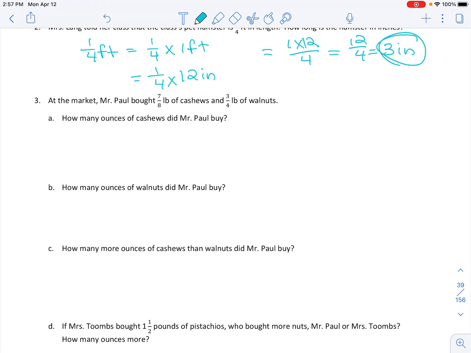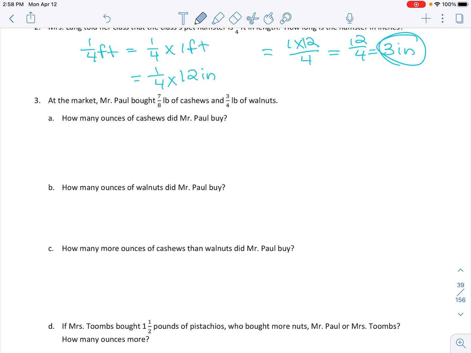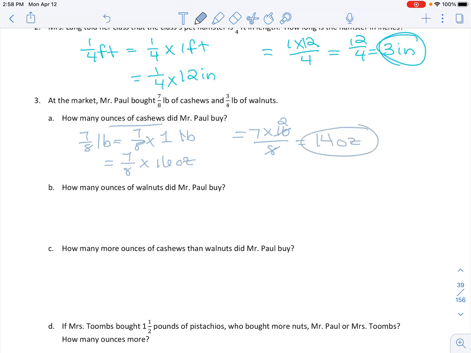Pause the video, try number 3, and then come back and check your work. So do A, B, C, and D and come back and check it. So at the market, Mr. Paul bought 7/8 pound of cashews and 3/4 pound of walnuts. How many ounces of cashews did he buy? Well, it was 7/8 of a pound, so it's 7/8 times 1 pound. 1 pound is the same as 16 ounces. So we have 7 times 16 over 8. I will cancel, and we get 14 ounces for the cashews.